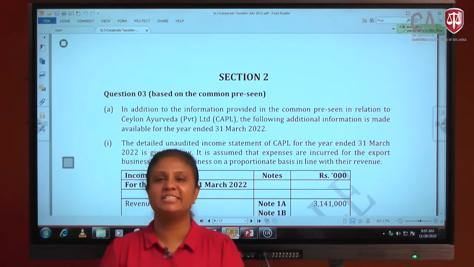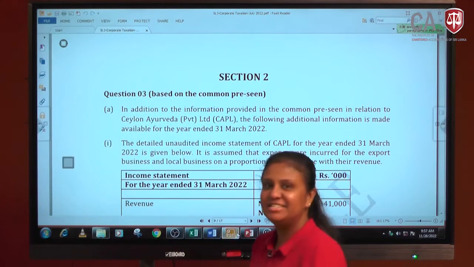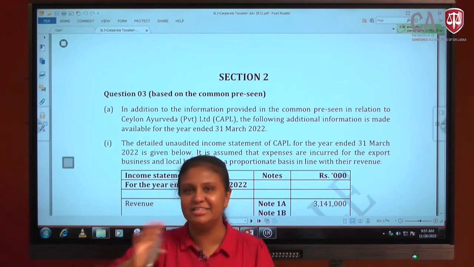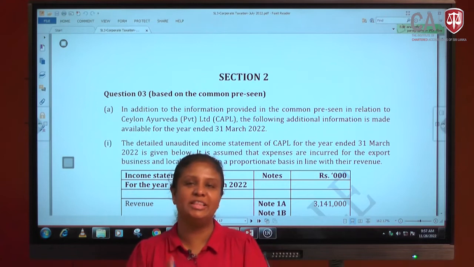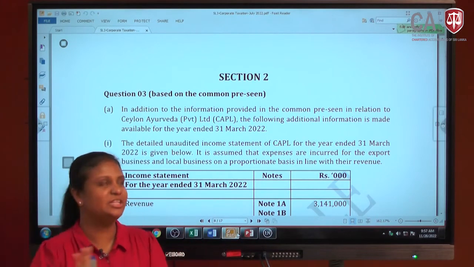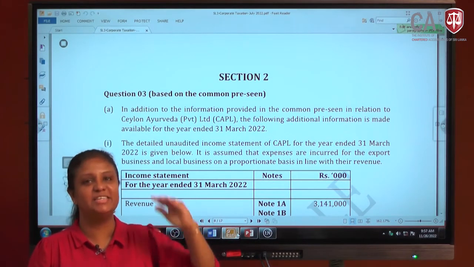Now come to the discussion of the shifting to Section 2, Question 3. Almost all the students are allowed to do this question and take much time on it. Don't do that. Do the question within the stipulated time for the question.